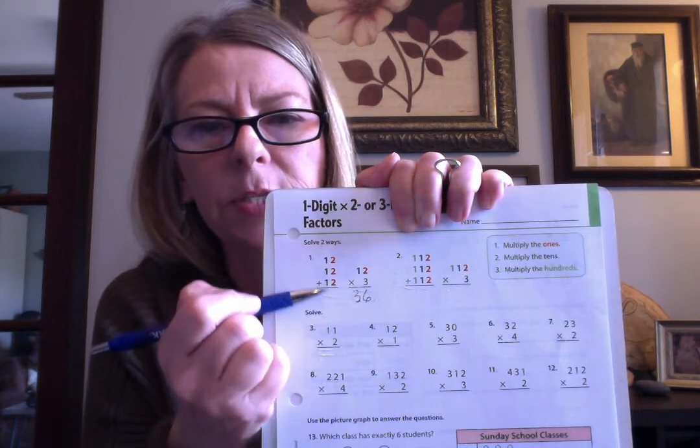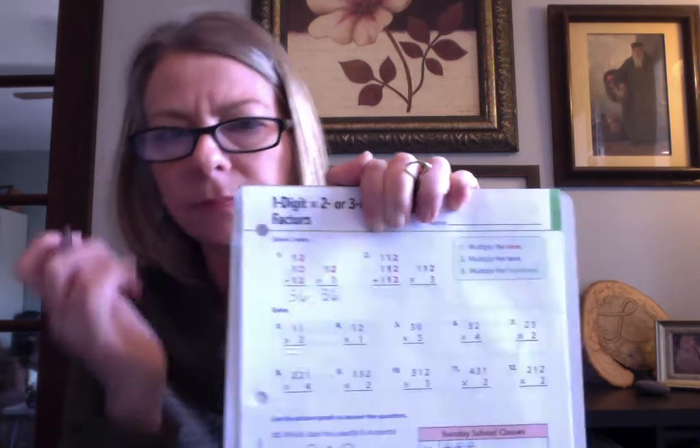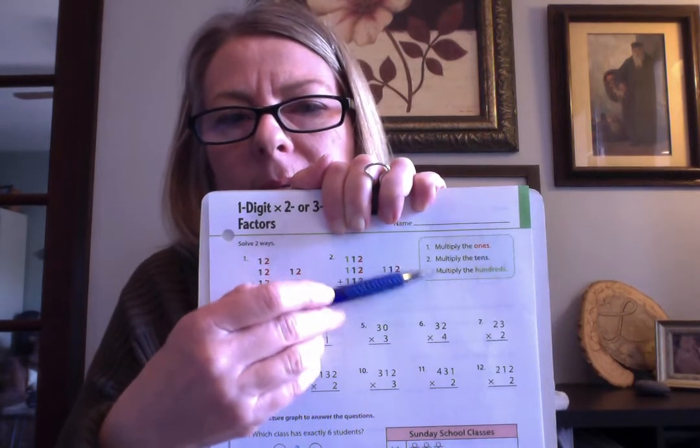Let's check with our addition. So let's add our ones first, 2, 4, and 6. And then add your tens. 1 plus 1 plus 1 is 3 tens. And there you can see your answer is the same. Okay, let's check this one. And remember, in the box are the steps for you.